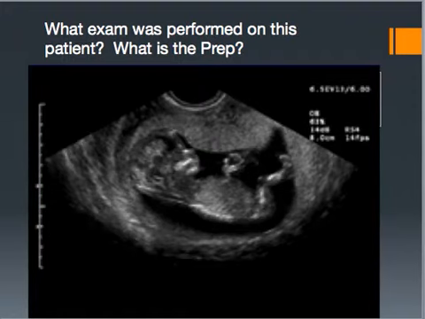So what exam is this, and what is the prep? This is an OB ultrasound. You can see the baby right here, right? In the sac: little feet, hands, head, the spine here on the back. So what's the prep for an OB ultrasound? The prep is 32 ounces of water 1 hour prior to scan time.